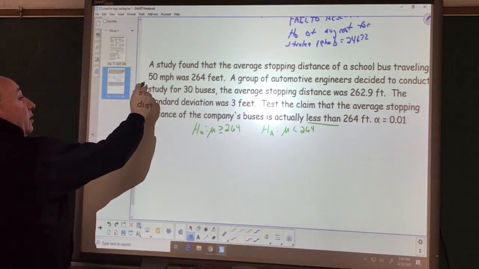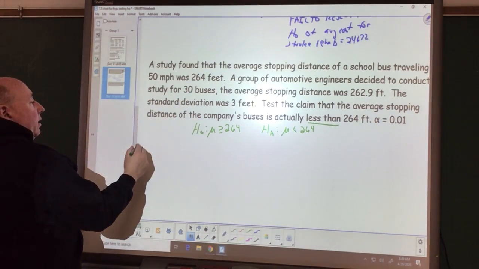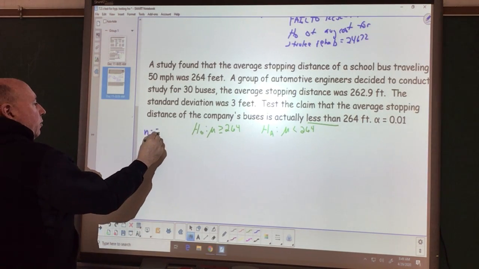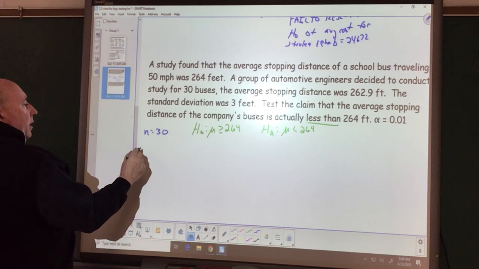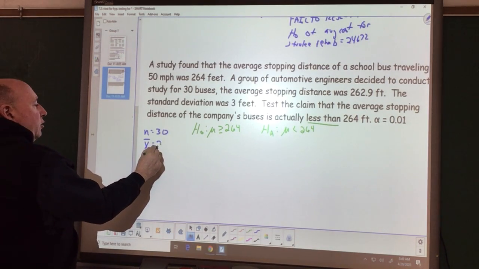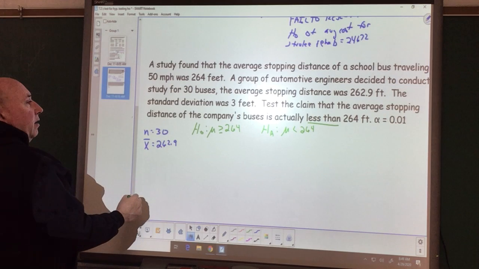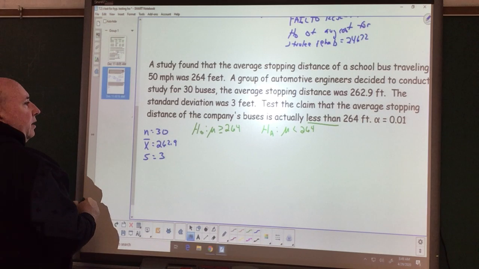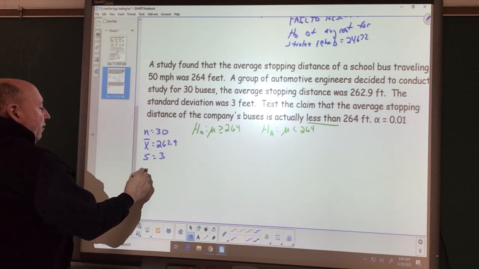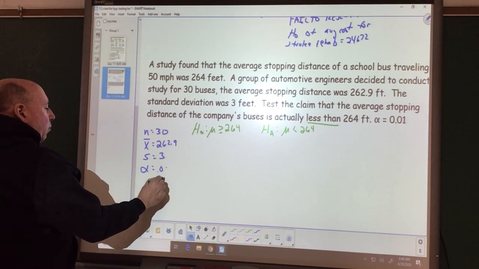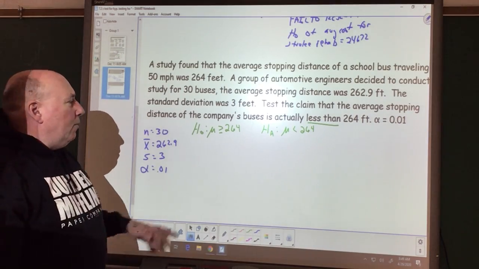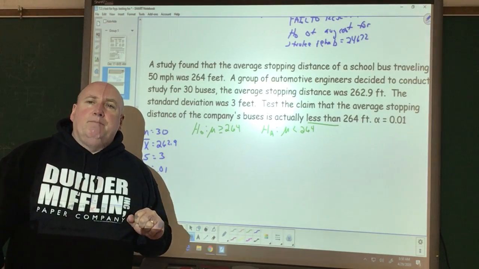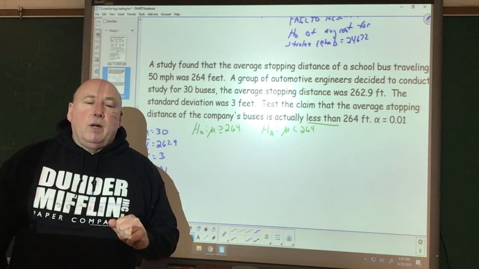So looking at our values, let's see, we have mu is 264, we have n is equal to 30, their stopping distance was 262.9, their standard deviation was 3 feet, and we have an alpha value of 0.01 again. But now we take a look, we have less than and greater than. So is this a one tail or two tail? That's correct, it is a one tail.